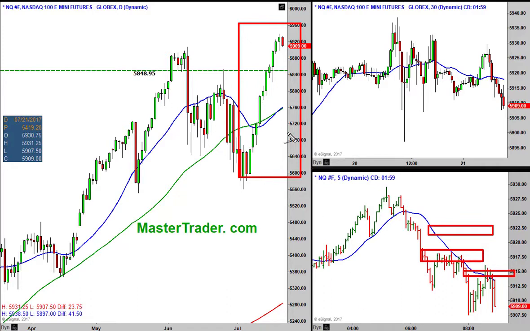Now, what do I mean by a fluid type of a move? You get a bunch of green bars, meaning it closes above the open, near the high. It continues to do that. It opens near the prior bar's close, and it continues to do that and do that and do that, and it's getting extended away from the moving average. But in reality, it's getting extended away from any resistance area. So what's going to stop it from coming down? Because now it's got the void below.